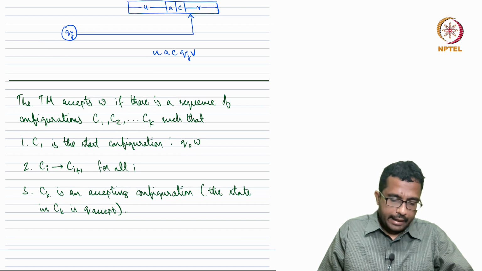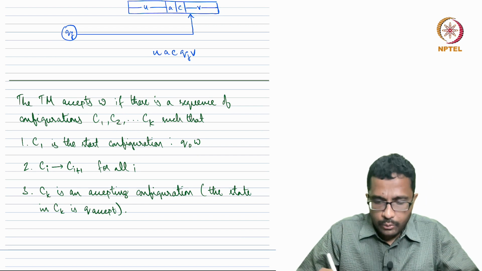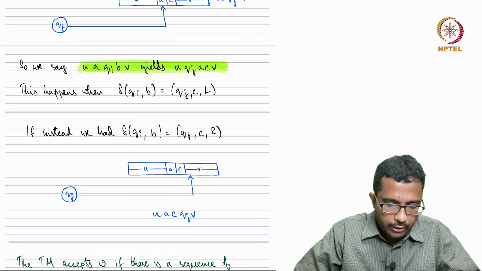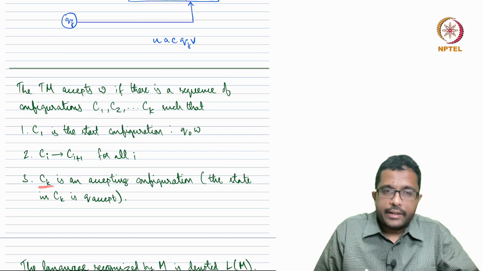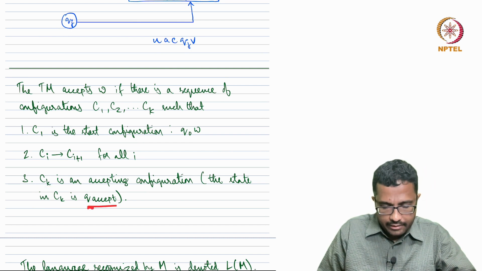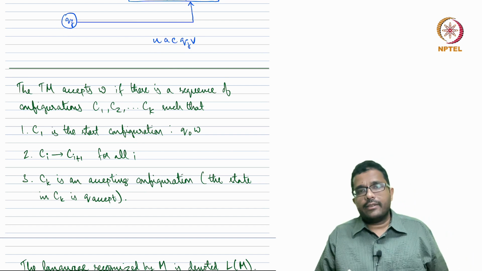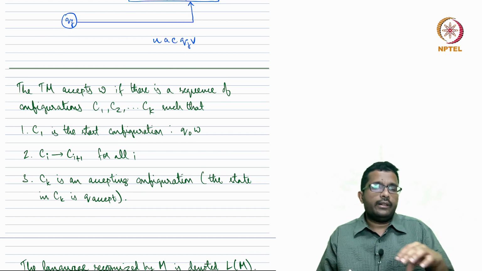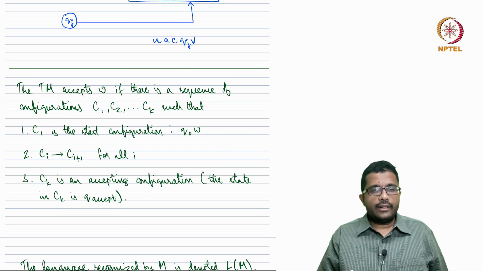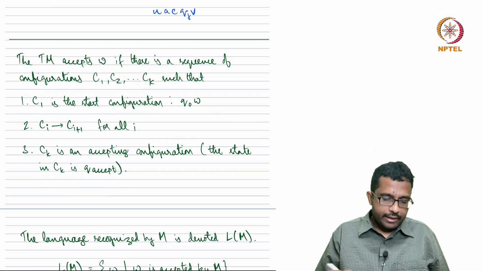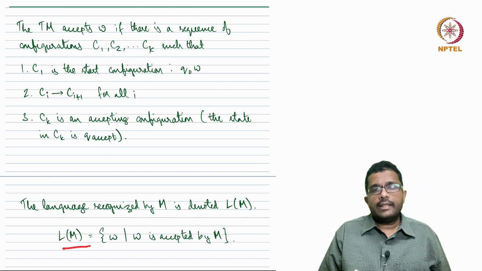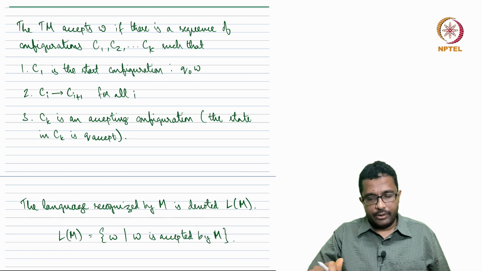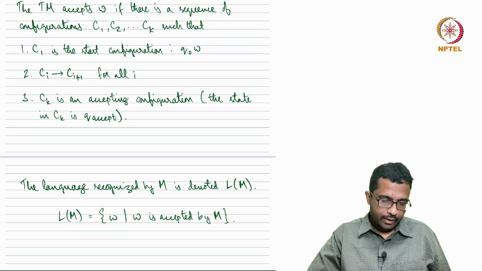What do I mean by accepting configuration? It's a configuration which has an accepting state. Every configuration contains a state, so the state in the configuration Ck should be the accepting state. So once we have these three, you start correctly, all your moves are proper, and you end with an accepting state, then the string is accepted. And the language recognized by the Turing machine M, which like before we denote L(M), is the set of all strings which are accepted by the Turing machine.